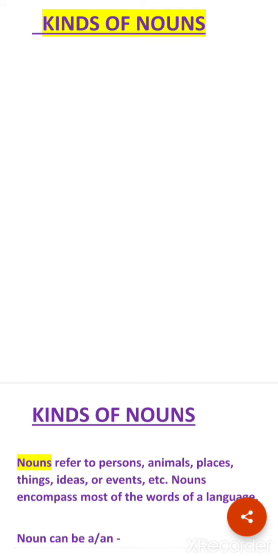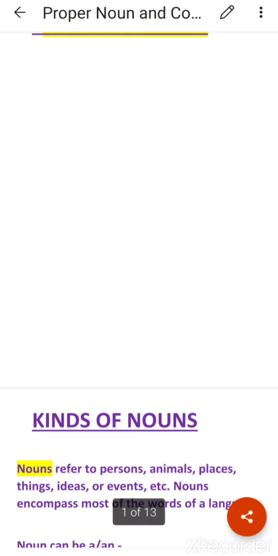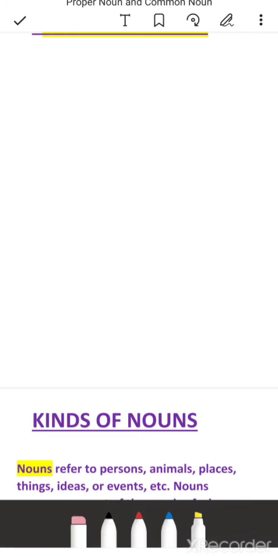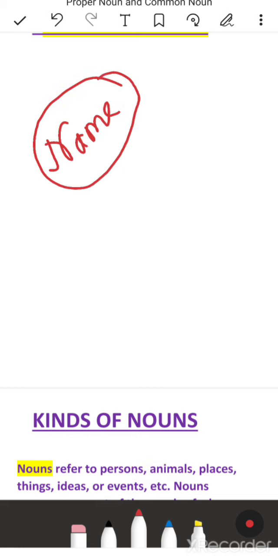Today we are going to discuss nouns and the kinds of nouns. Before we discuss nouns, let us know a little bit about this topic. First of all, what is a noun? Actually, a noun is nothing but a name. A noun is nothing but a name given to any person or anything. Here, thing means anything that you see around you.